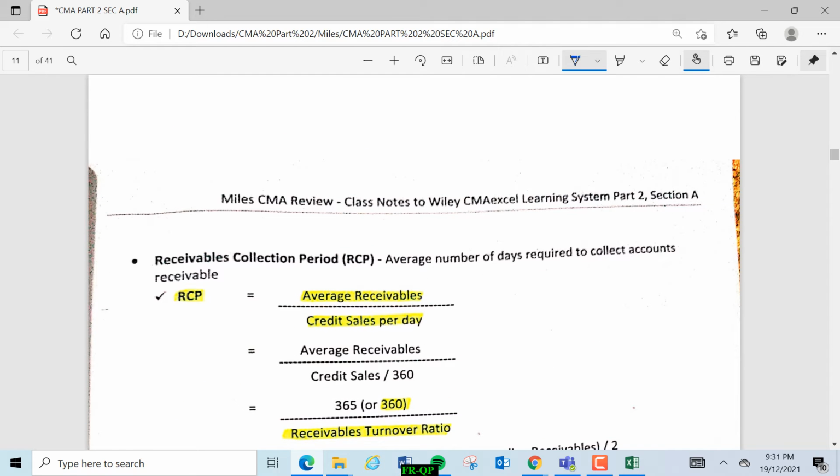Okay, there is a thing called receivable conversion period. So what is the receivable conversion period?